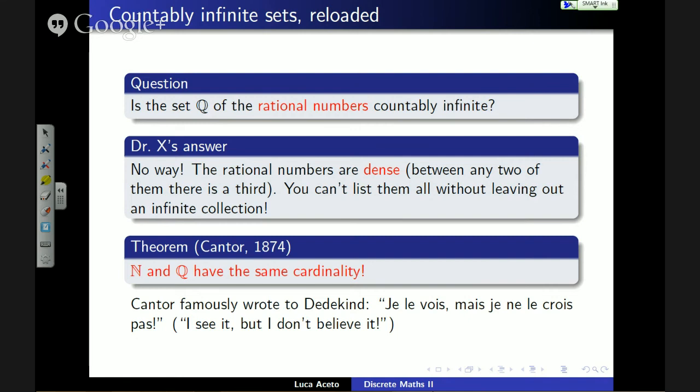After he proved this theorem, he wrote a letter to Dedekind, another very famous German mathematician. For some reason, they wrote to each other in French, even though they were both German. And Cantor wrote to him, "Je le vois, mais je ne le crois pas," which means I see it, but I don't believe it. And he had just proved the theorem. He went over it a zillion times, and he was convinced that it all worked.